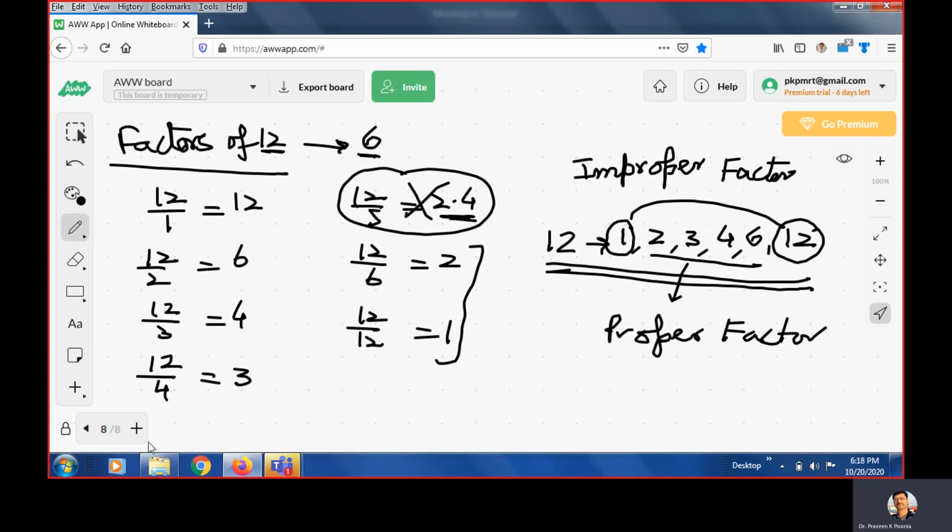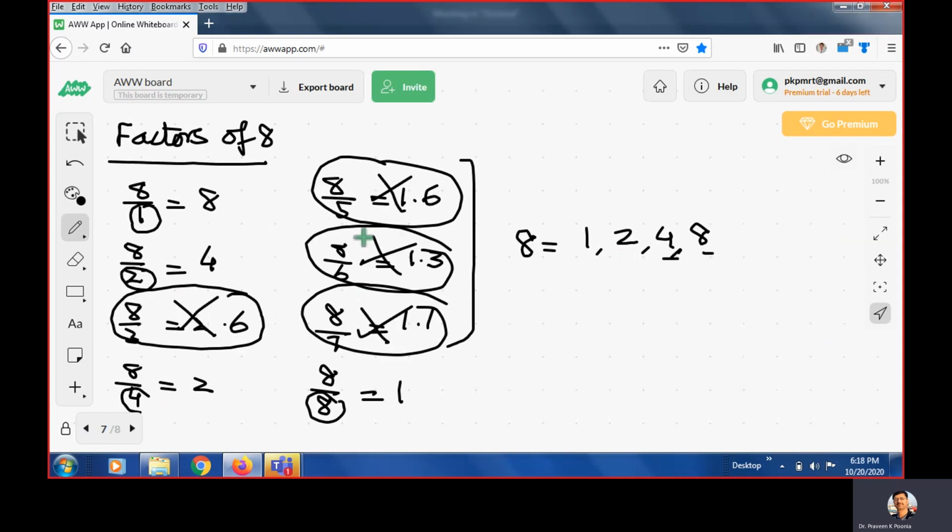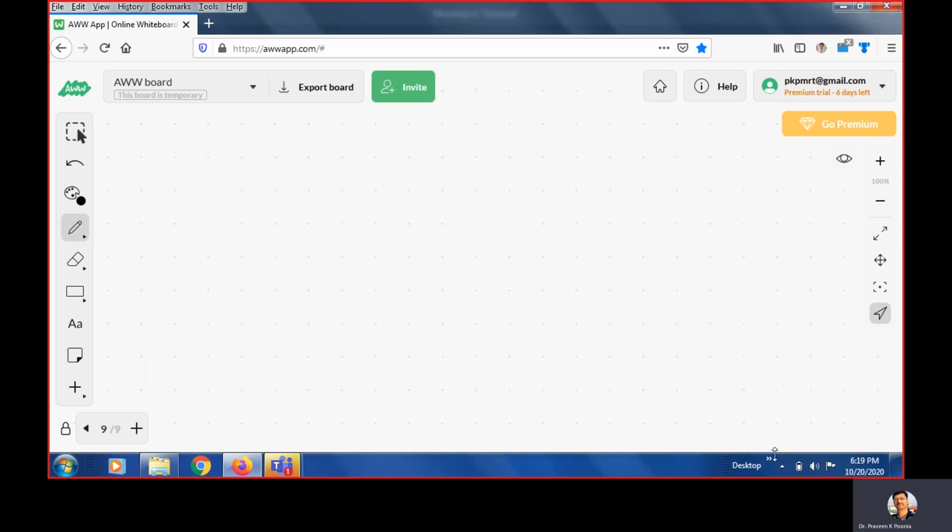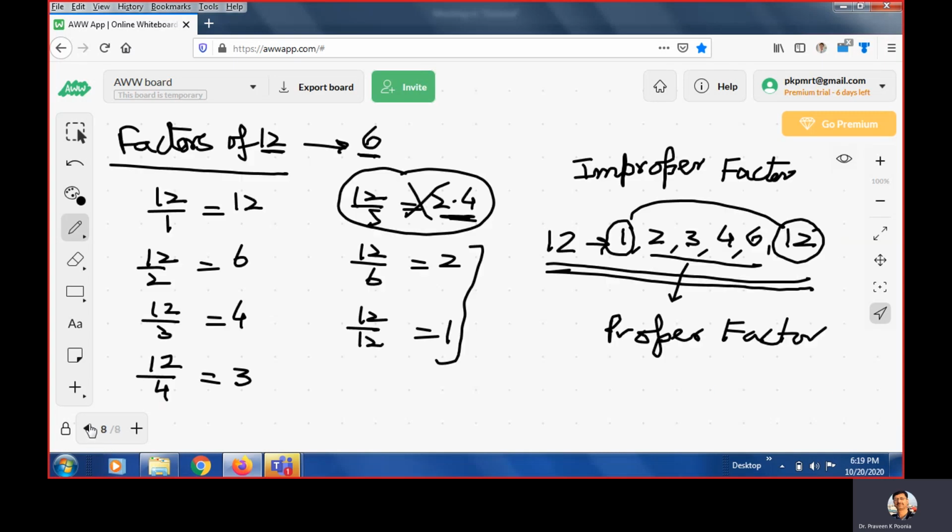Clear? If we see the previous slide, look here. What is this? This 1 and this 8. These two are called improper factors. And these two, 2 and 4, are called proper factors. Clear? So this is how to find the proper factors and the improper factors. Except 1 and the number itself, all factors are proper factors.